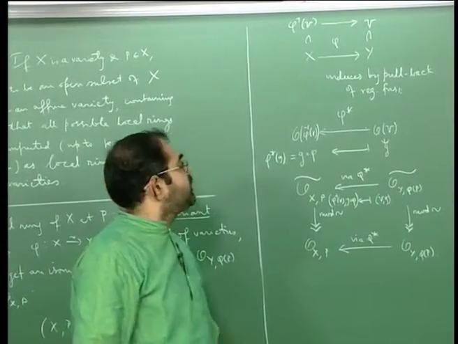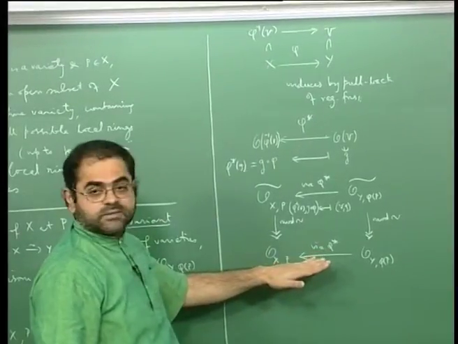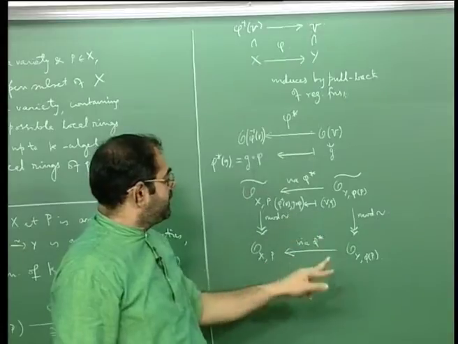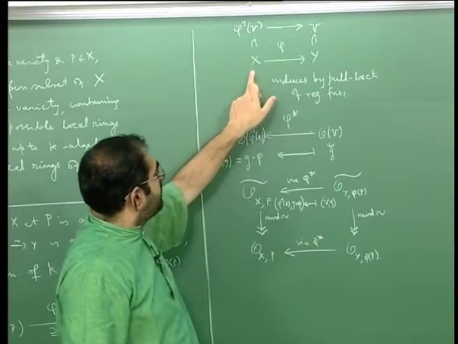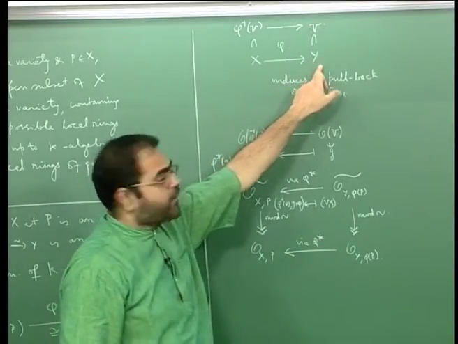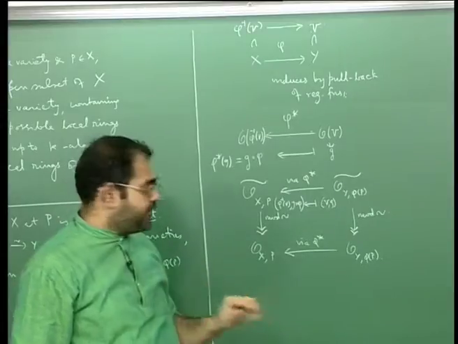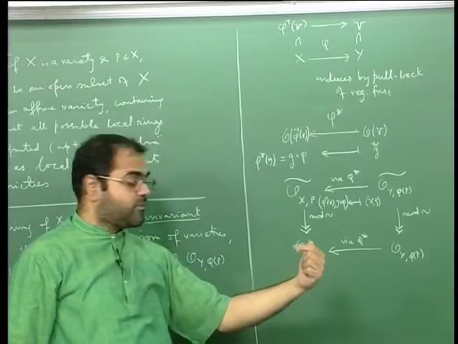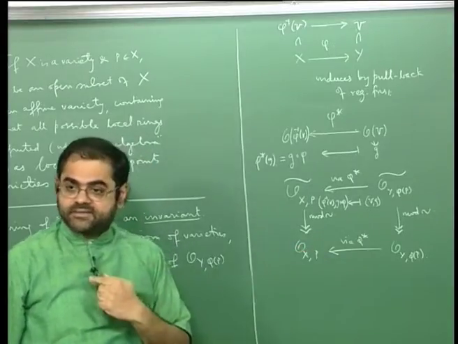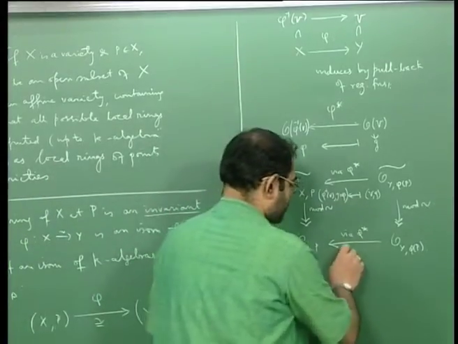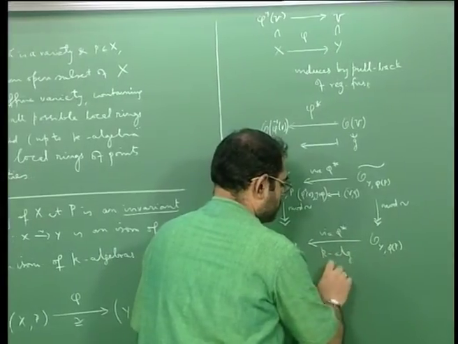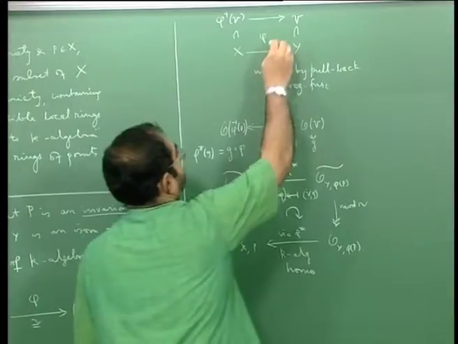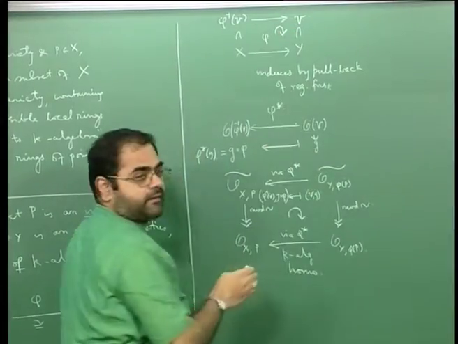So what this diagram shows is that the moment you have a morphism of varieties, and you take a point p, if it goes to a point phi p, then you immediately have a K algebra homomorphism of local rings in the opposite direction. So this is a K algebra homomorphism. This diagram of course commutes, and so does this.